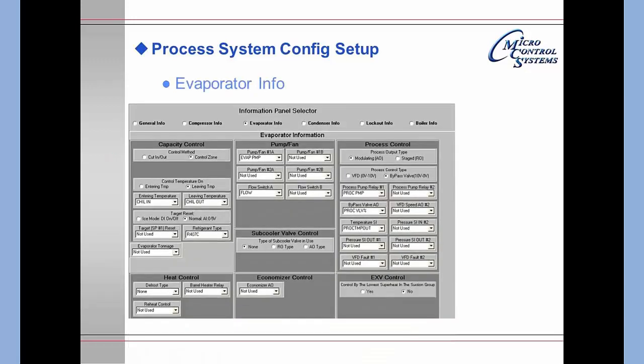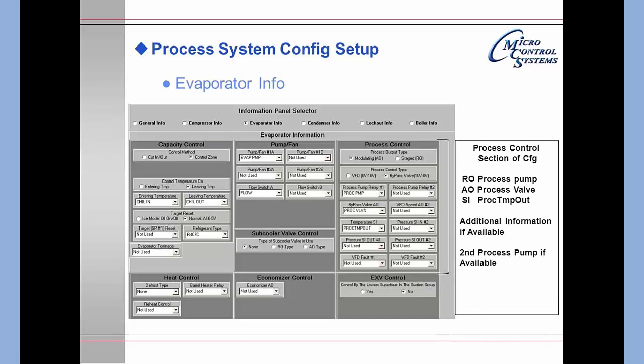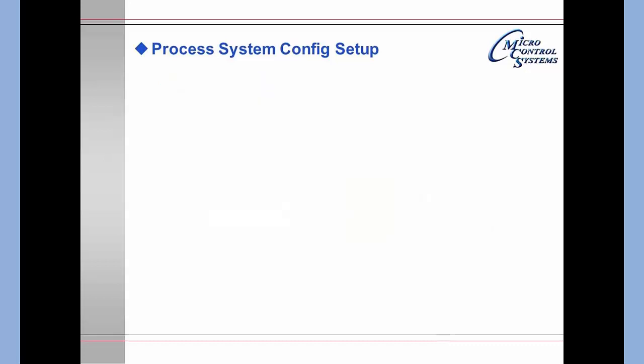If we look at the evaporator portion of the HVAC section for the configurator, on the left-hand side are all the normal things that we will do with the chiller, and on the right-hand side you will see the process control part. And in here we will have the relay output for the process pump, the analog output for the process valve, the sensor input pointing to the process temperature out. We can have additional information for pressure coming off of the pump, and we can also have a fault for the VFD. Then there's a second column on the right that allows us to put in an entire second pump if we have duplicated the pumping system.